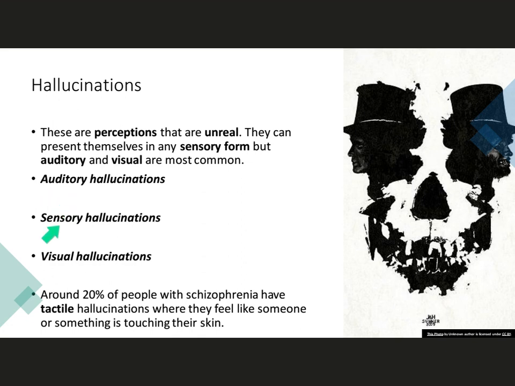So, we have several different senses. They are anything that would not be to do with auditory or visual. This could be taste, pain, and so on. And then visual hallucinations would be where you see something. It's also worth noting that about 20% of people with schizophrenia have tactile hallucinations. This is the feeling of something on your skin. It could be the feeling of being tickled or bugs crawling on you and so on.